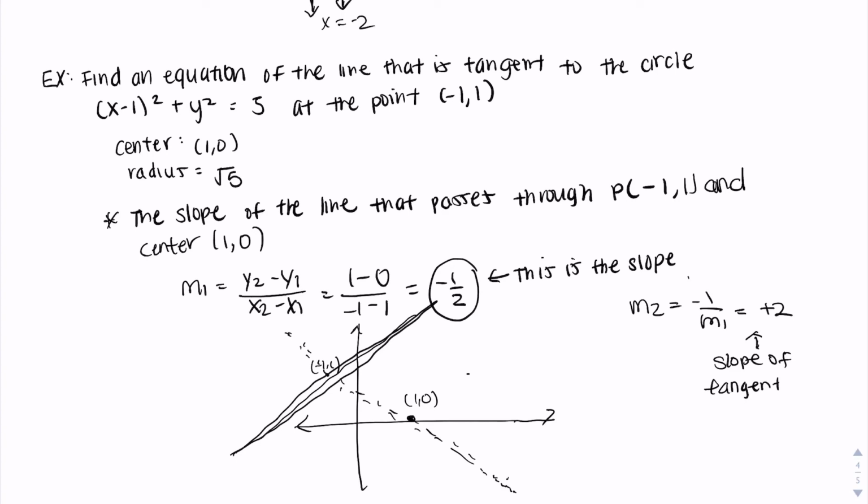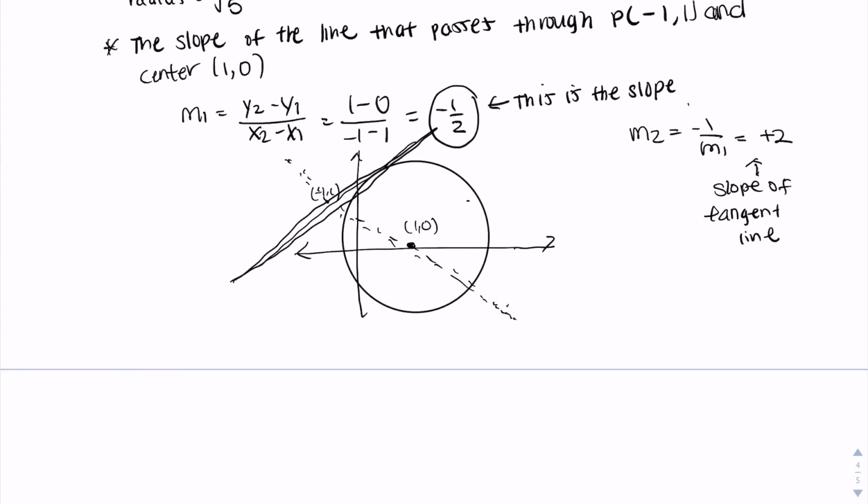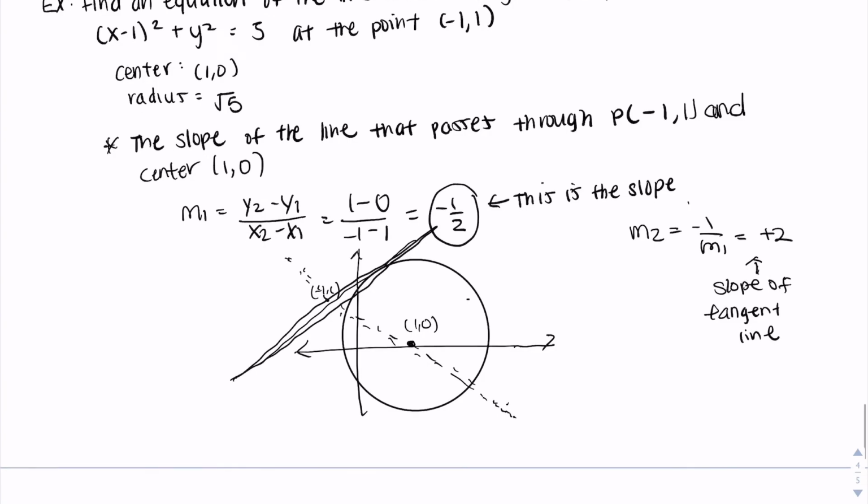Tangent line. And then when you draw the circle, it will look something like this. Okay. So that would be the circle. So that is it.